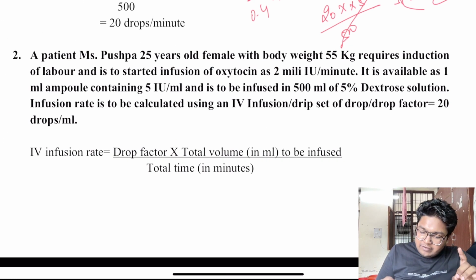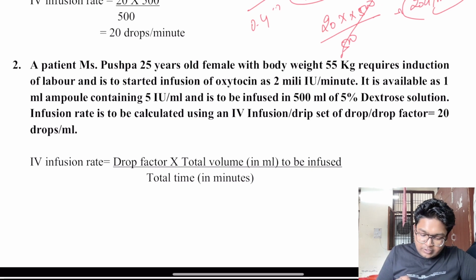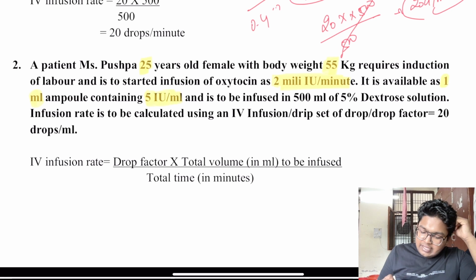Second question. We will mark only the crux points. Patient age 25, body weight 55. Labor, infusion of oxytocin 2 milli international units per minute. Available as a 1 ml ampoule containing 5 international units per ml, infused in 500 ml, with 20 drops per ml.